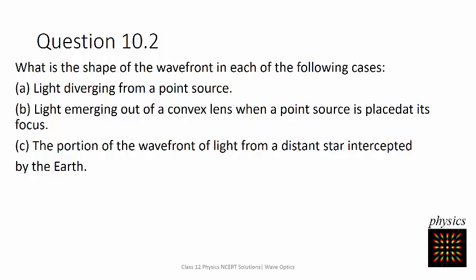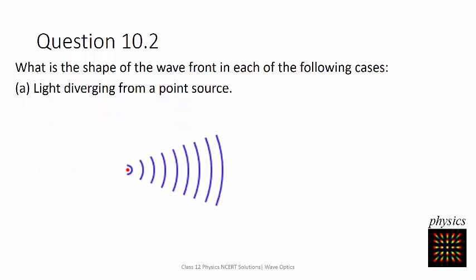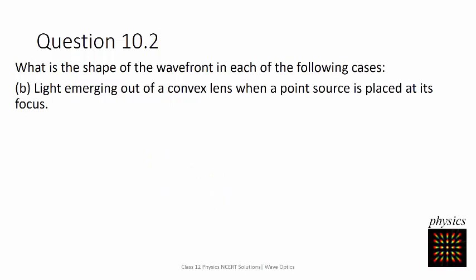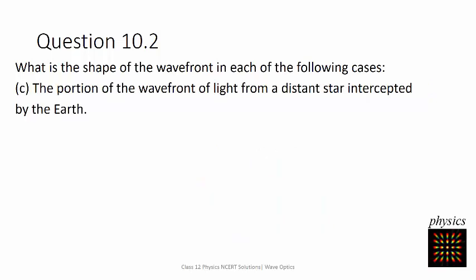Moving on to question number 2. The question asks you to identify the shape of different wavefronts for light diverging from a point source, emerging out of a convex lens, and the portion of wavefront from a distant star. So how does it look? Diverging means it's a diverging spherical wavefront, and out of the convex lens, what happens? The diverged wavefront, once it is through the lens, becomes a plane wavefront, so it gets modified.